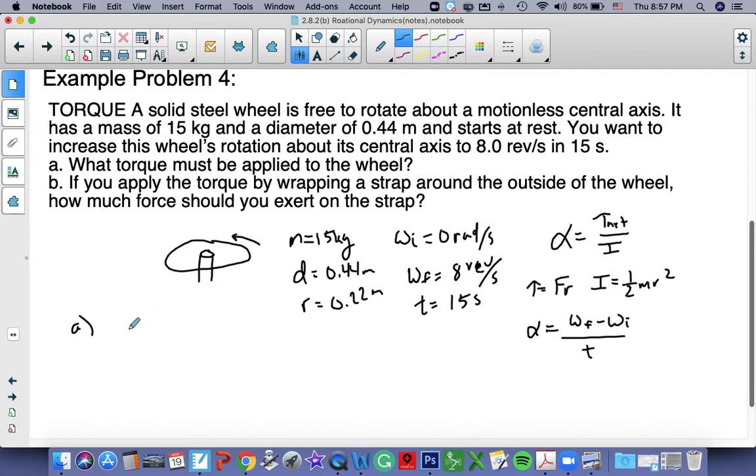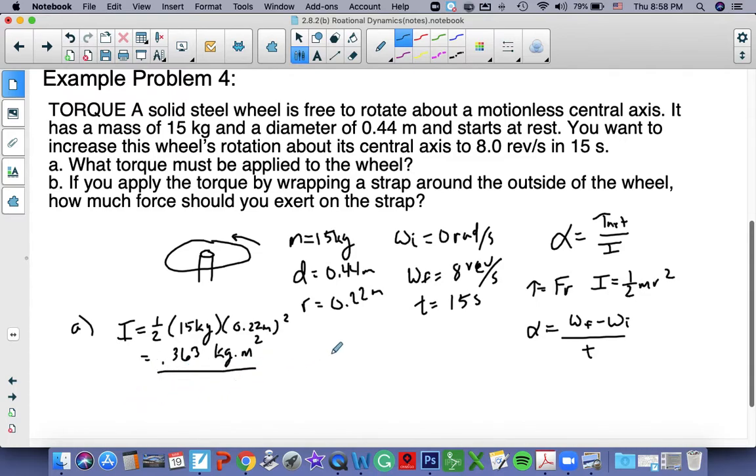Okay, so let's do moment of inertia first. So 1/2, mass is 15 kilograms, and our radius is 0.22 meters squared. So put that in your calculator. 0.5 times 15 times 0.22 squared, you end up with 0.363. And again the label is kilograms times meters squared. And so that's one thing we're going to use.